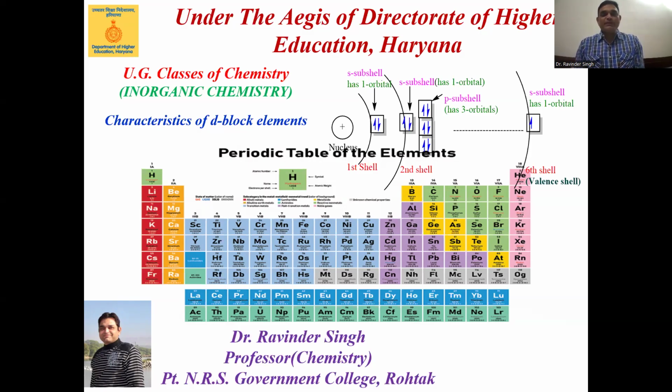As you can see in the periodic table, the position of the d block element is in between the s block elements, which are present towards the left hand side, and the p block elements, which are present towards the right hand side. So that's the position of the d block element. We will discuss here only the d block element characteristics. So let's start today's session.